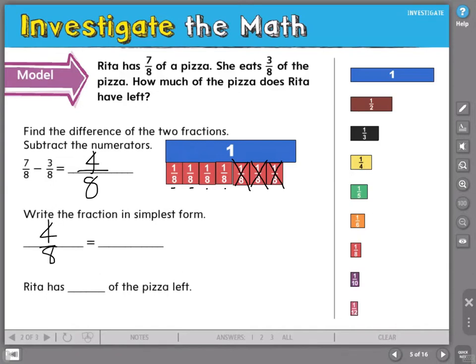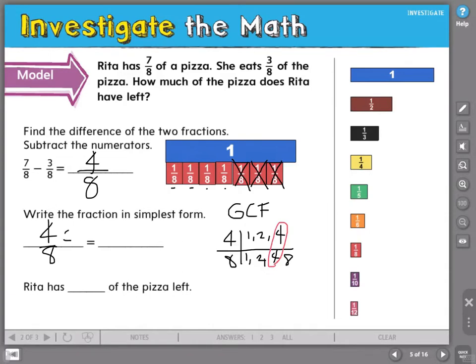4/8. Again, to simplify, I need to find the greatest common factor. Factors of 4 and 8. 4 is 1, 2, and 4. The factors of 8 are 1, 2, 4, and 8. And I see that the greatest common factor is 4.